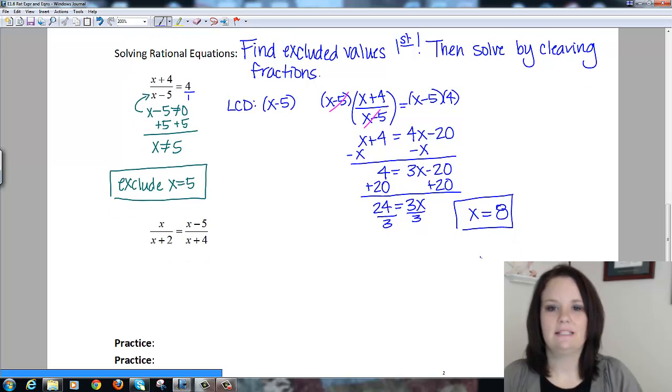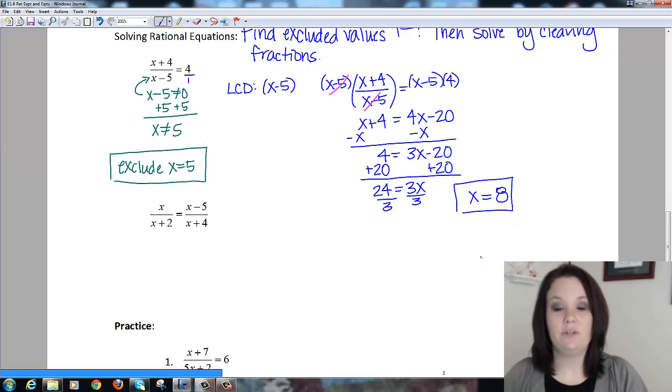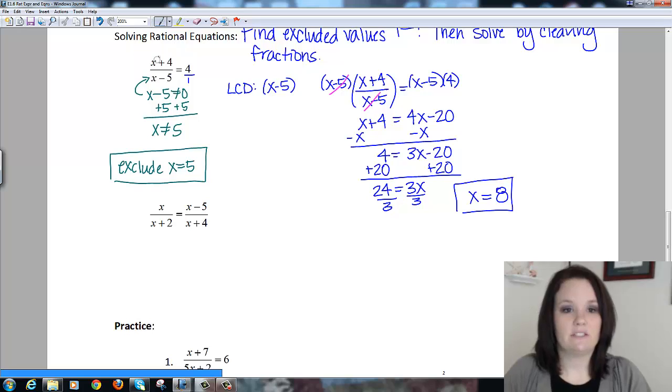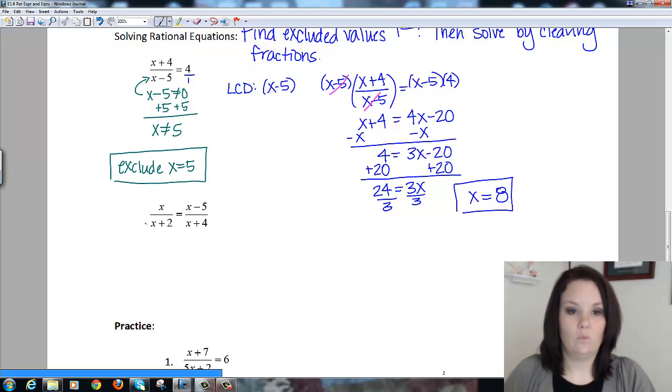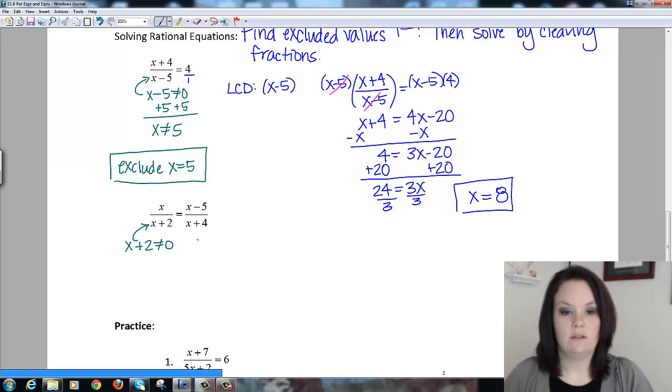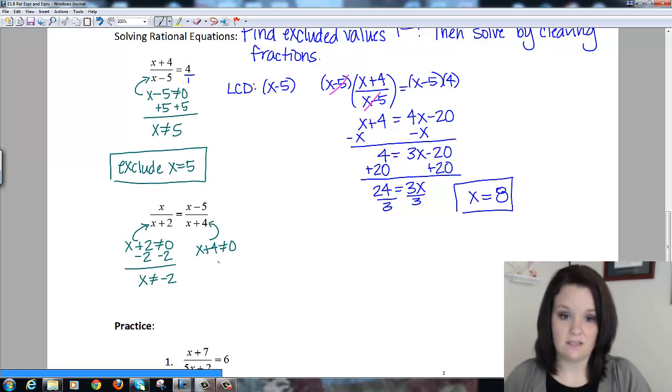This next one, same thing. Always want to find my excluded values first. So my excluded values on this one, I look at my two denominators. This tells me that x plus 2 cannot be 0. So I solve it by subtracting 2 from both sides, which tells me that x cannot be negative 2. And then I look at this one, which says that x plus 4 can't be 0 because it's in the denominator.